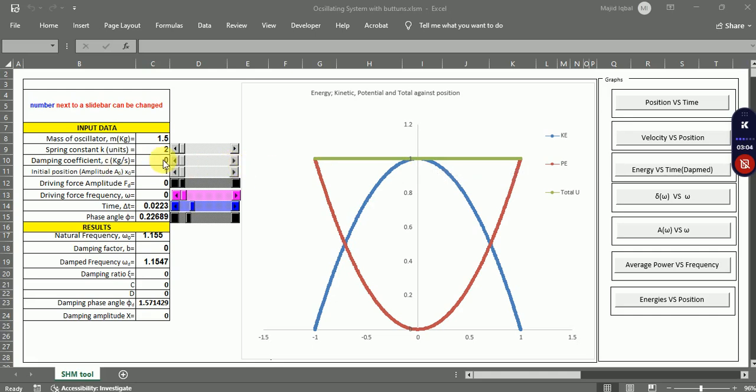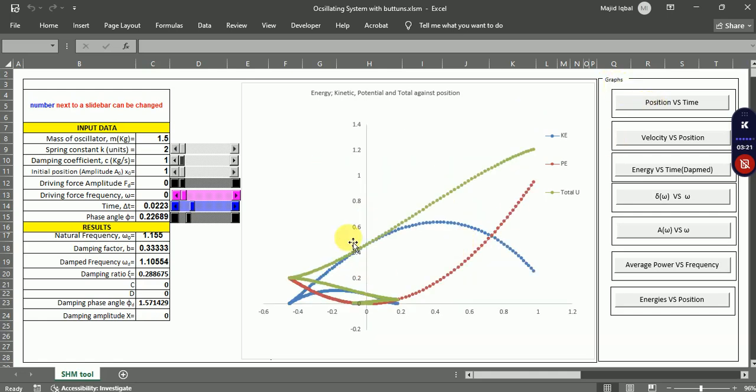Now, if you add damping, I increase the value of the damping coefficient by scroll bar. Now this is 1. Now the changes will appear. You can see these are the changes. The total energy is reducing. The green line is going down. It means the energy is lost so quickly in the first oscillation, and then it reduces step by step. Similarly for the kinetic energy and potential energy curves.